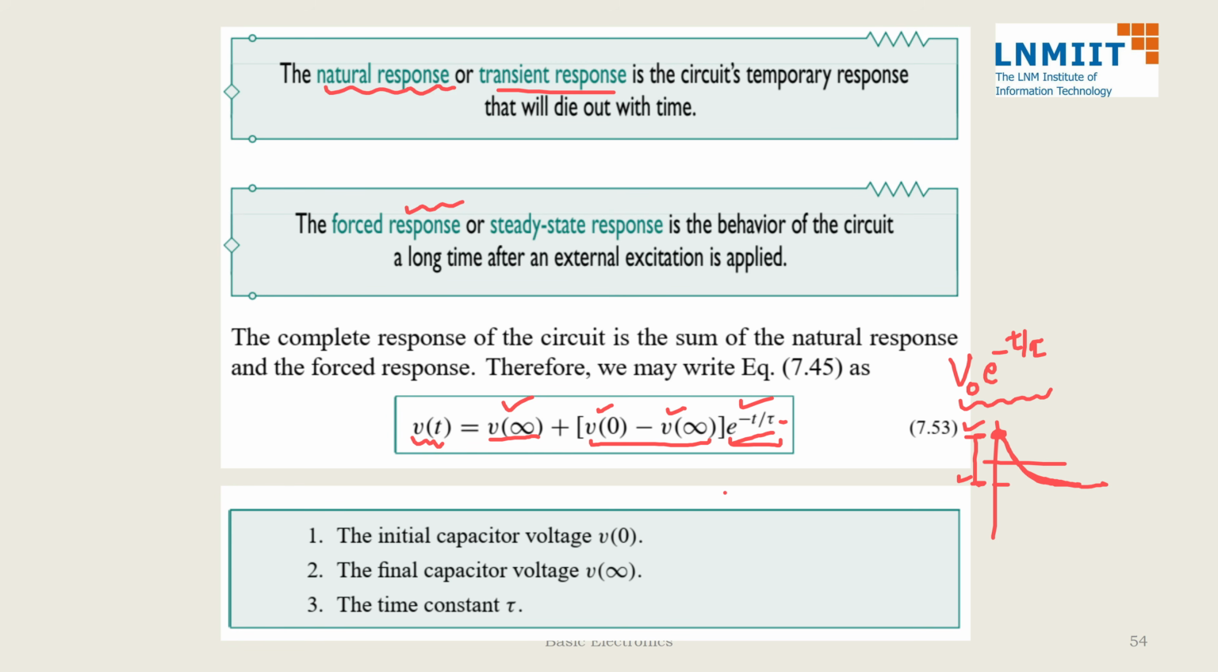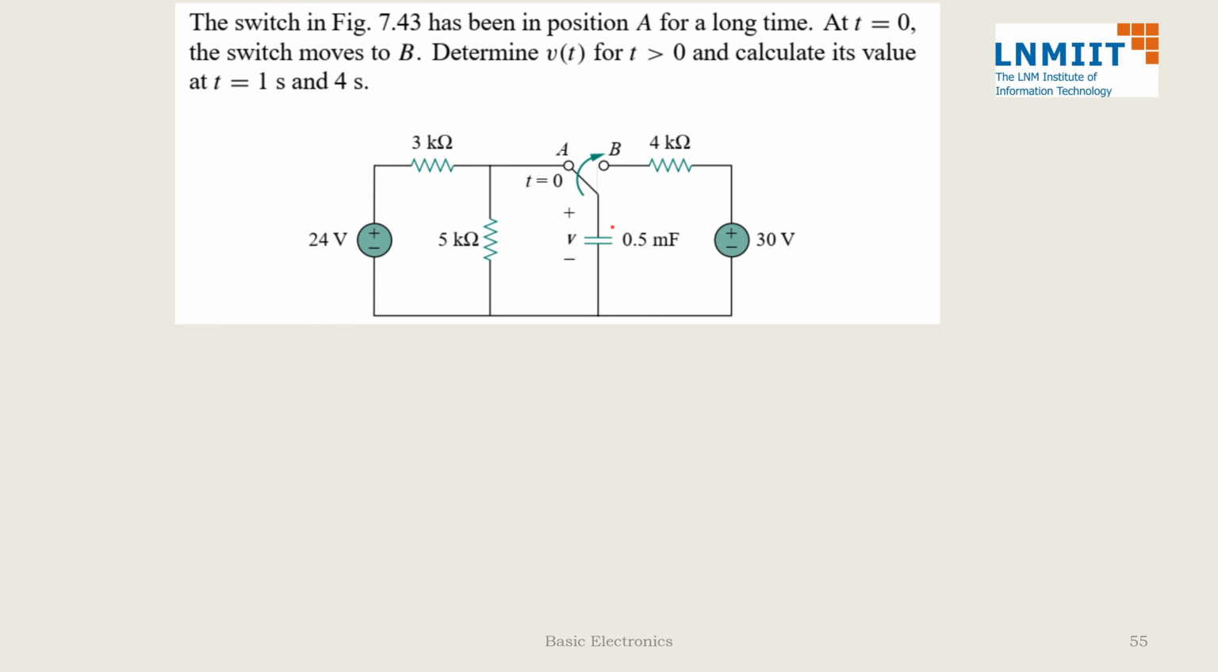So now our focus is on finding only three things. One is V initial, one is V final, and one is tau. Earlier we used to calculate only V initial and tau. So now the only complication, or what is the addition, is that we will find V infinity also. Now let us have a look at this question.